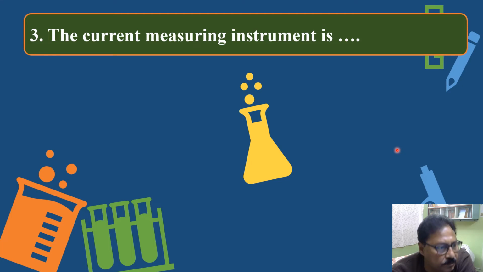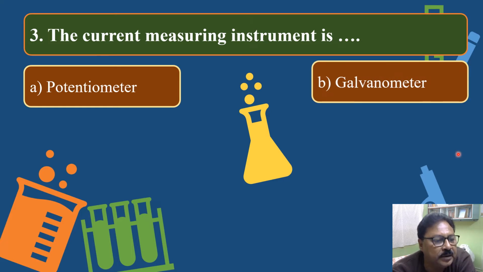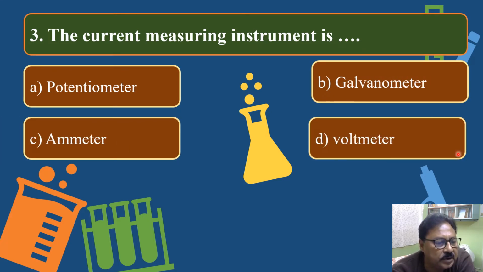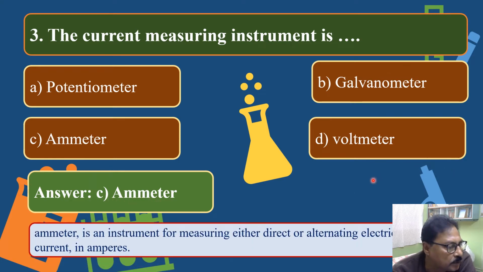The current measuring instrument is: option A, potentiometer. Option B, galvanometer. Option C, ammeter. Option D, voltmeter. The correct answer is option C, ammeter. The ammeter is an instrument for measuring either direct or alternating current in ampere.